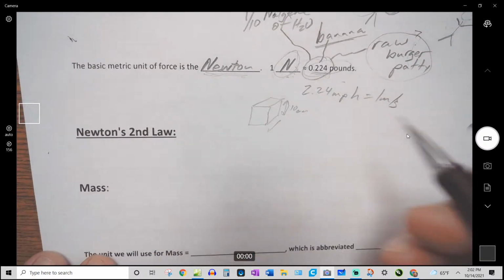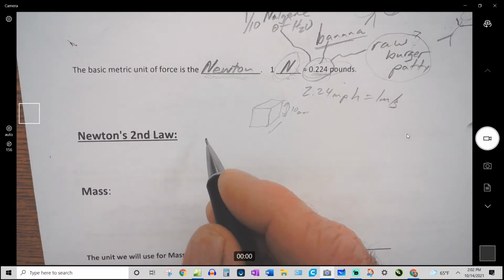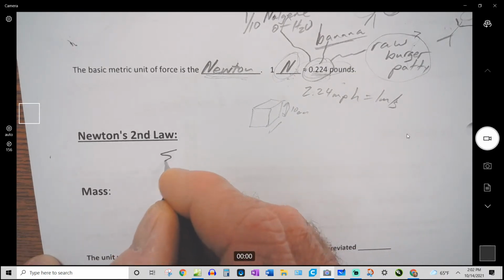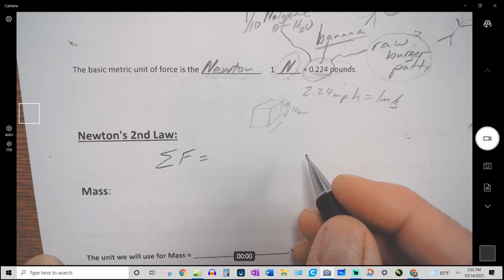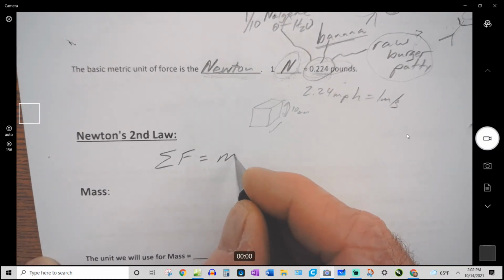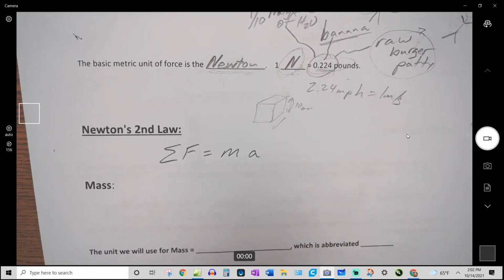So Newton's second law. The first law is the law of inertia. The second law is just a formula, and it is net force equals. Does anybody know this? You know this. F equals ma. Yeah, F equals ma.